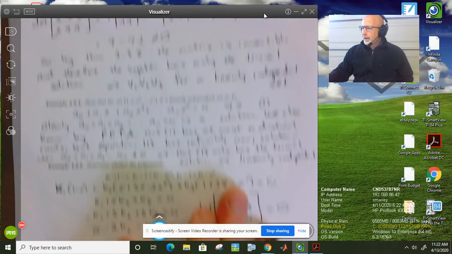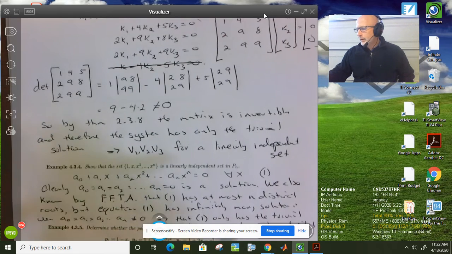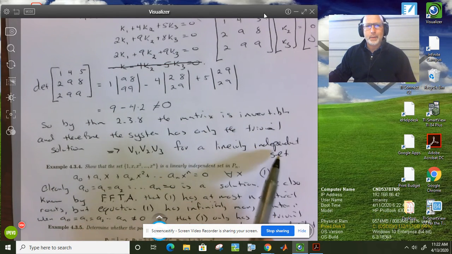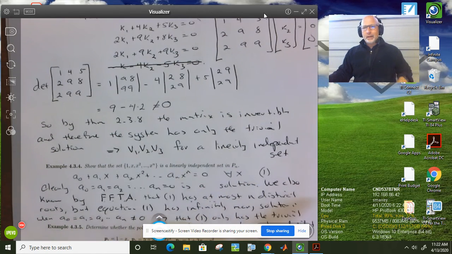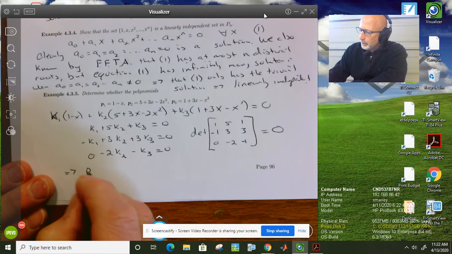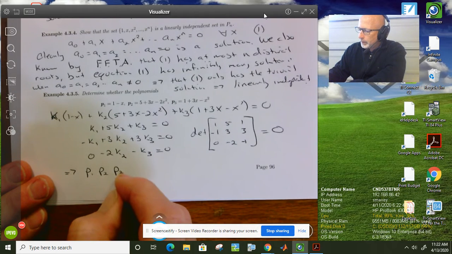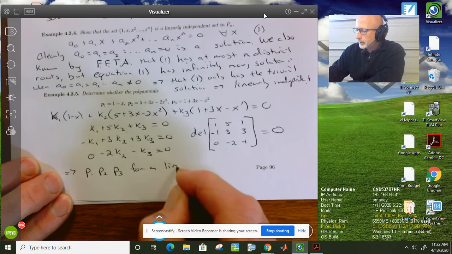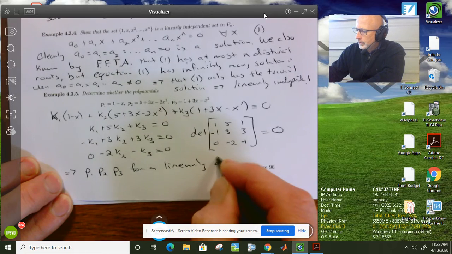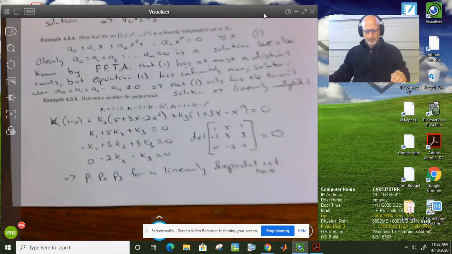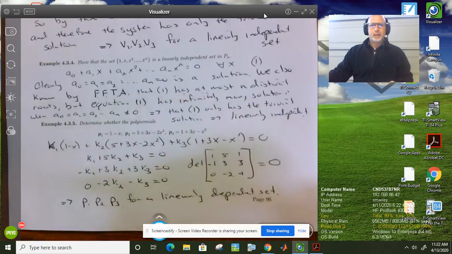Okay, so if you go back up to where we did this earlier, we said when it wasn't equal to 0, it was invertible, and therefore it was a linearly independent set. Now it is going to be equal to 0. So this means that the set P1, P2, P3 forms a linearly dependent set. Okay, next page.